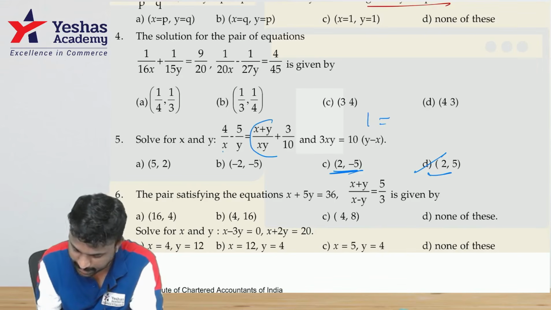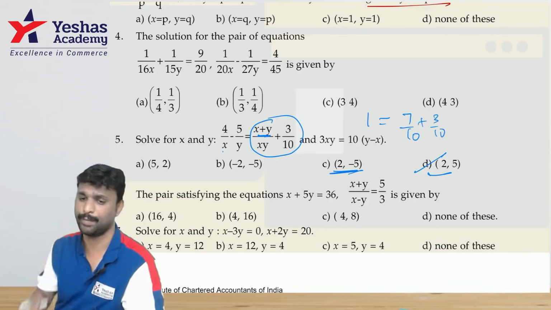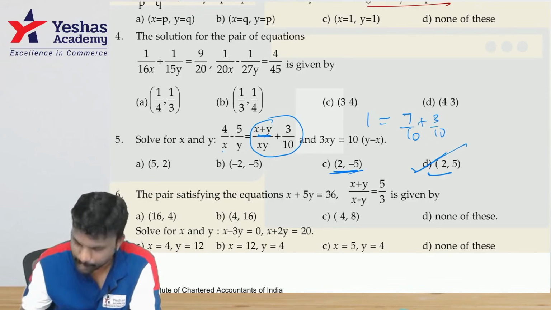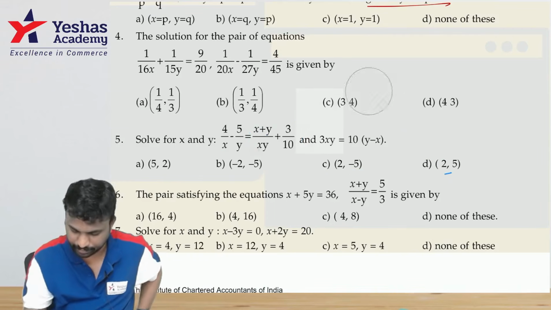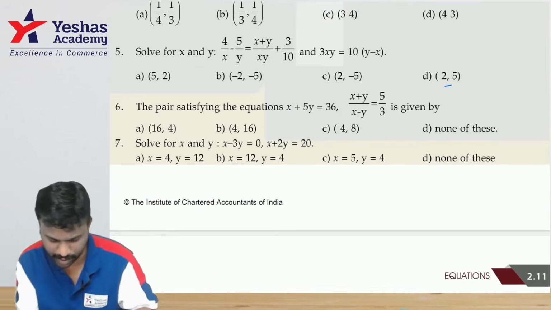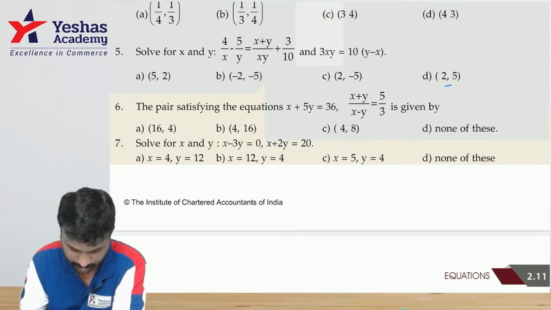On the right hand side, you have 2 plus 5 is 7, 7 divided by 10 plus 3 divided by 10, which is nothing but 10 by 10. 10 by 10 is 1. So therefore, only option D satisfies the equation. Have you understood? Guys, moving on to the next question, question number 6.